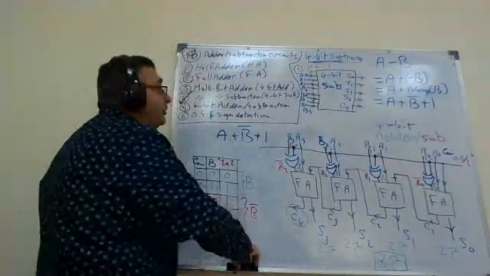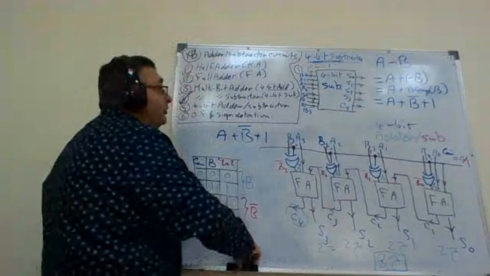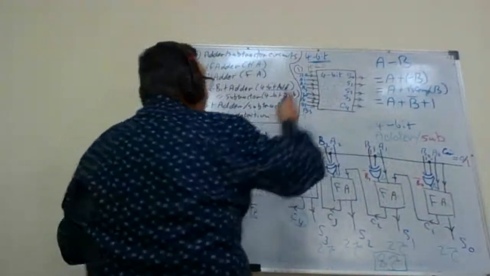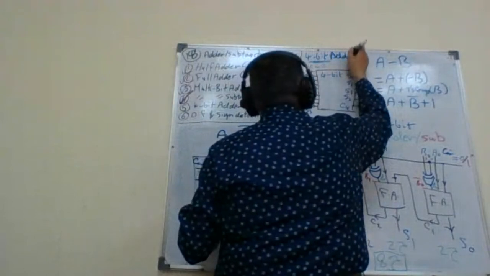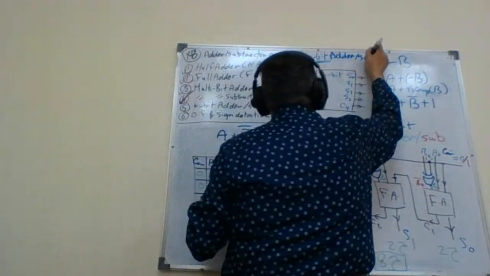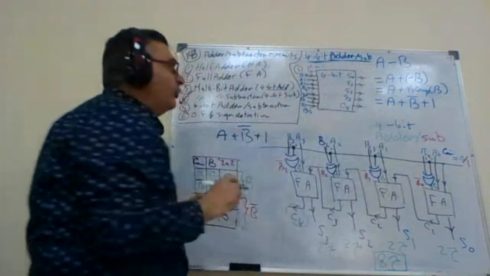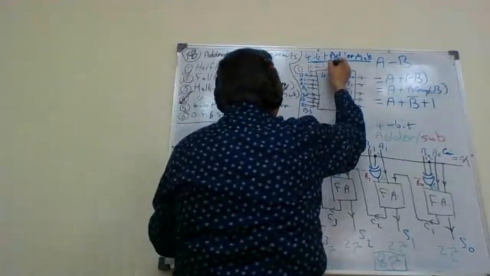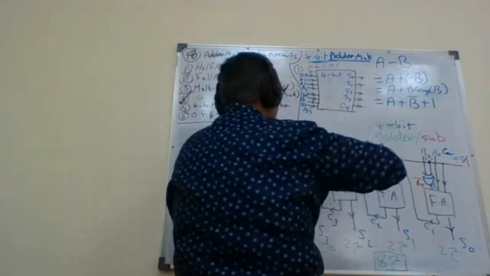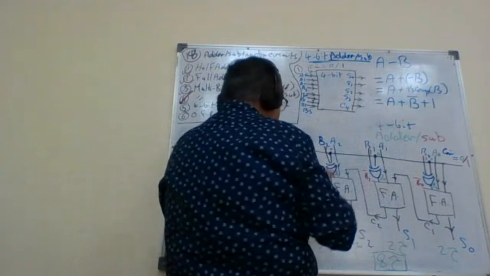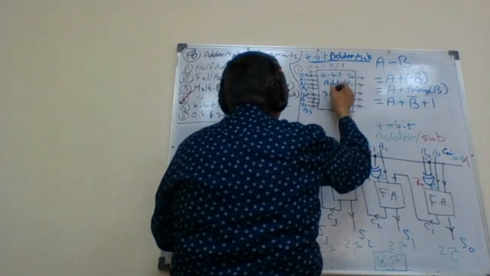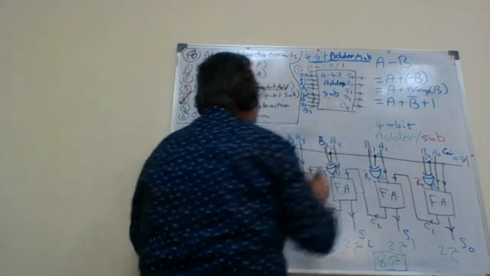Okay? So the new block that we have just shown is neither an adder nor a subtractor. It's actually a circuit called an adder slash subtractor. It works in both ways. It actually depends on the value of Cin. If Cin equals 0, the circuit will be an adder. If Cin equals 1, the circuit will be a subtractor.